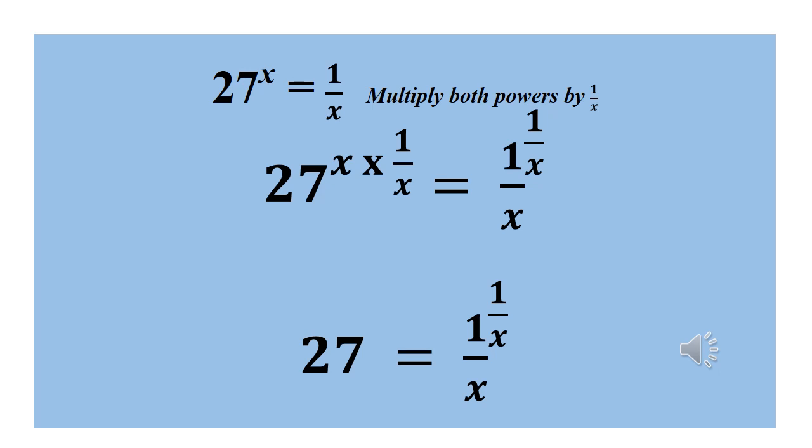So the third question goes thus, 27 raised to power x equals 1 over x. We are to find the value of x. The first thing we are going to do here is to multiply both powers by 1 over x. So if you multiply 27, this becomes 27 raised to power x multiplied by 1 over x equals 1 over x raised to power 1 over x. Then the x will cancel out the 1 over x. So we have 27 equals 1 over x raised to the power 1 over x.